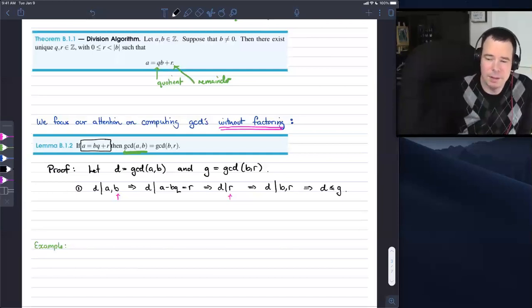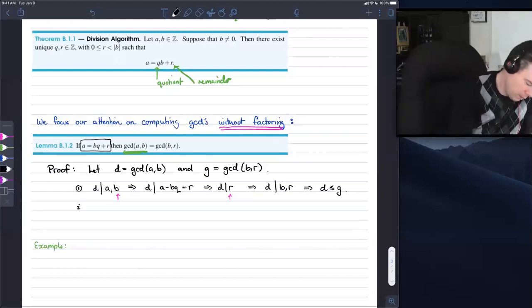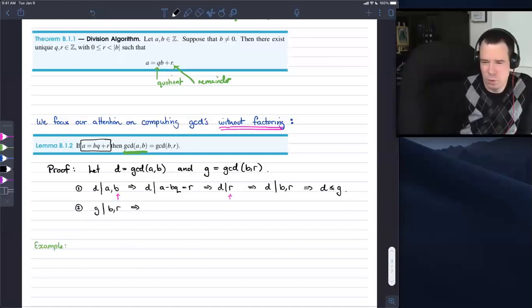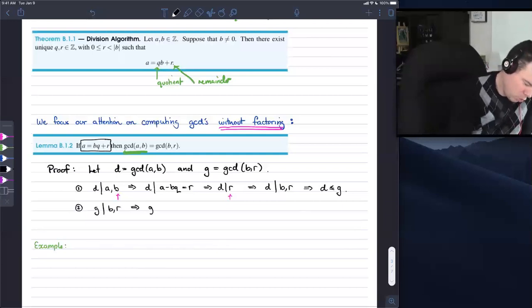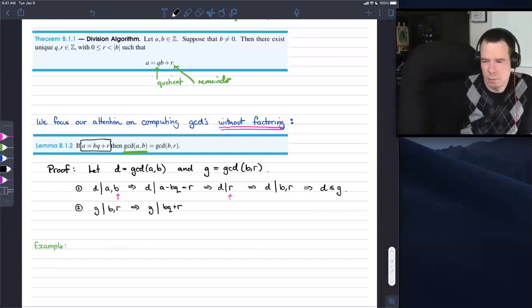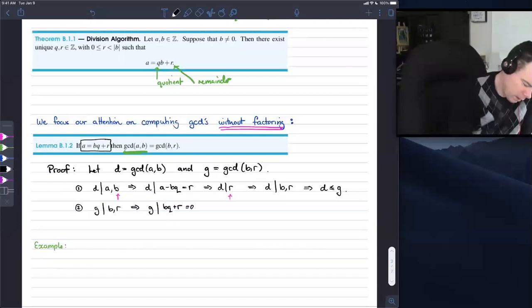But now we can apply the same argument in the opposite direction. We can do the same thing by saying, okay, well, G divides B and R. So it divides two of the terms of the equation that relates A, B, and R, the equation that's given in the lemma from the division algorithm. So if it divides B and R, then G must divide BQ plus R, because it divides those two terms, so it has to divide the sum. But that's equal to A. So that means G has to divide A.